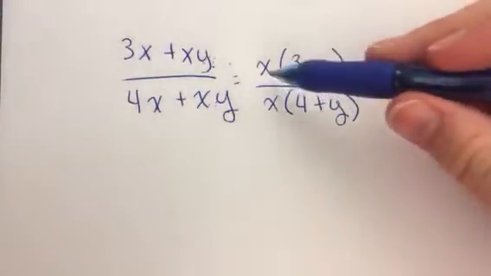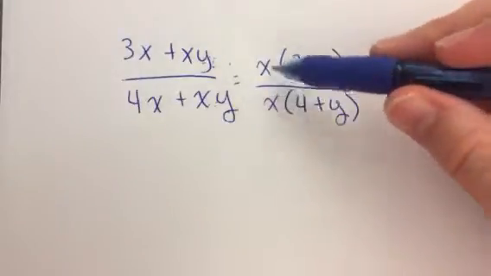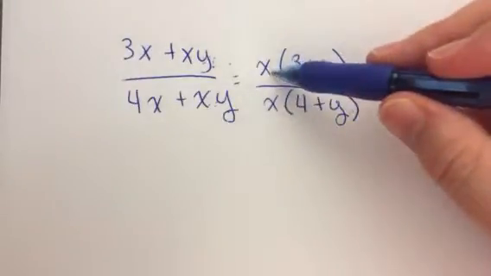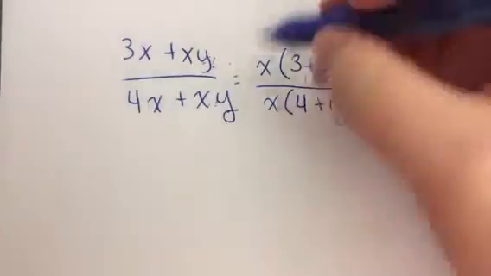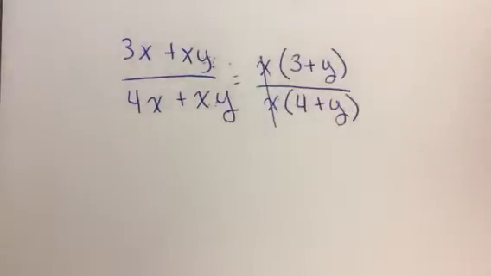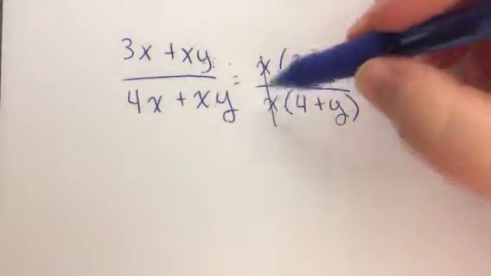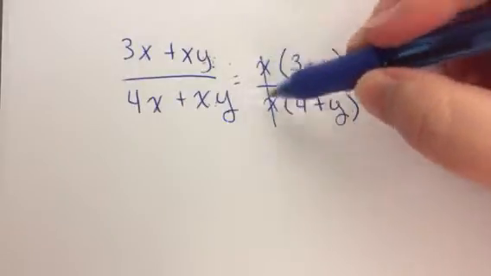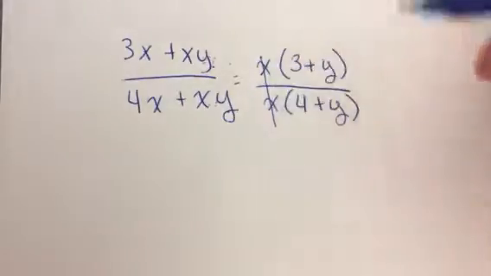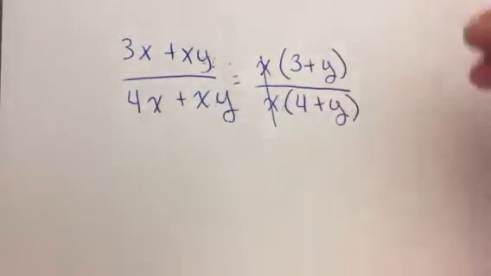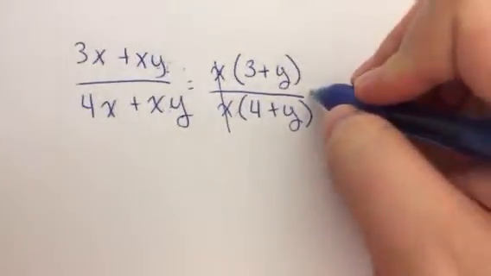So which factors do they have in common? The numerator's an x, the denominator's an x. I can mark those out. X divided by x is 1. So that means that I can divide those out, and I'm left with 3 plus y over 4 plus y.